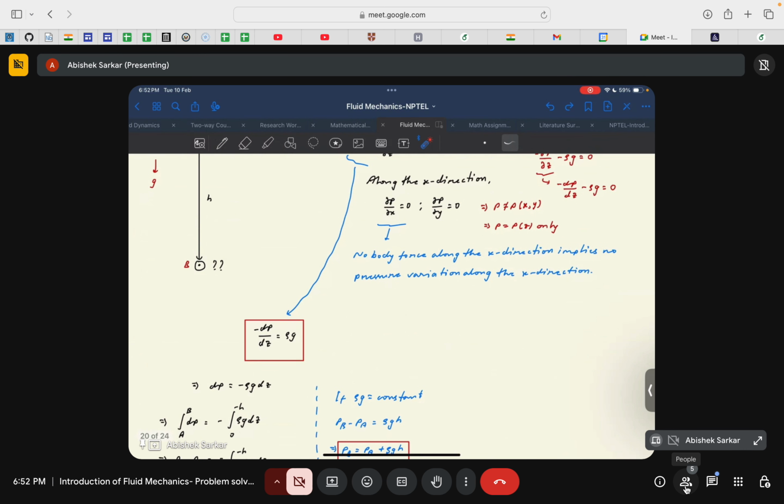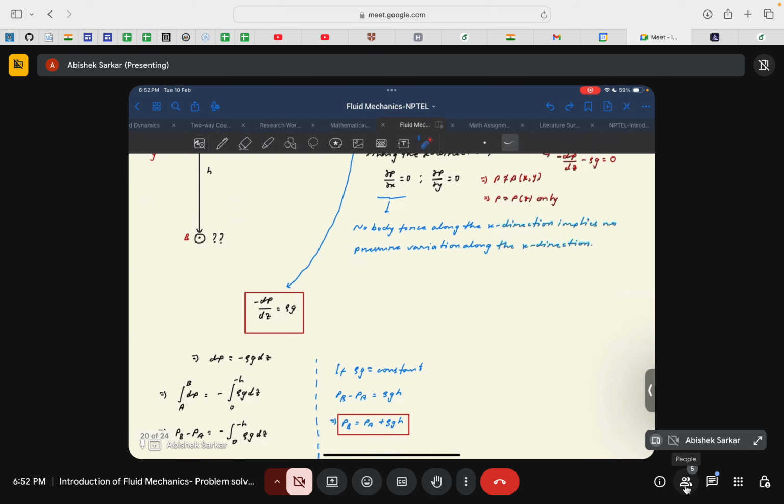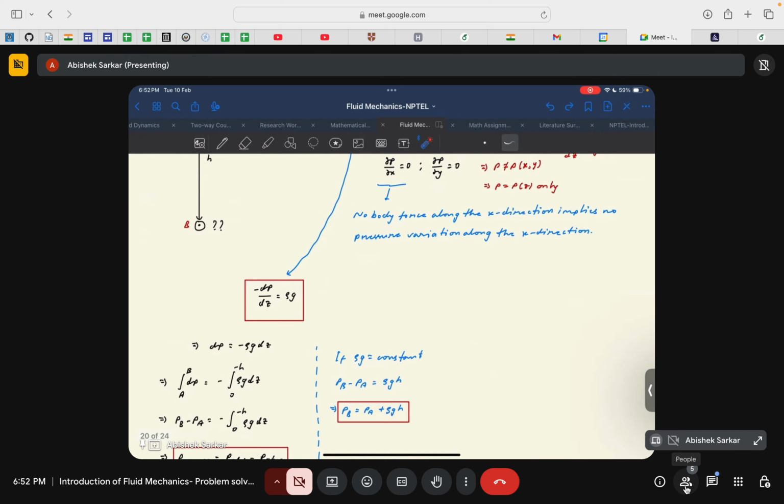So from that we can write minus dp by dz is equal to rho g. This is what is known as the hydrostatic law, and this will be very, very useful for today's problems that we'll discuss, and it will also be useful for the principle of manometry. When we discuss problems related to manometers, this will again become quite handy.